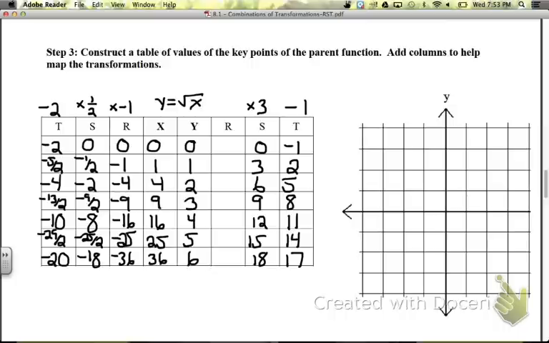First step, however, is that we're going to graph our parent function. So (0, 0), (1, 1), and (4, 2).